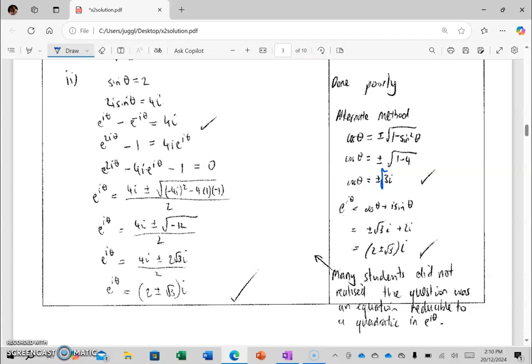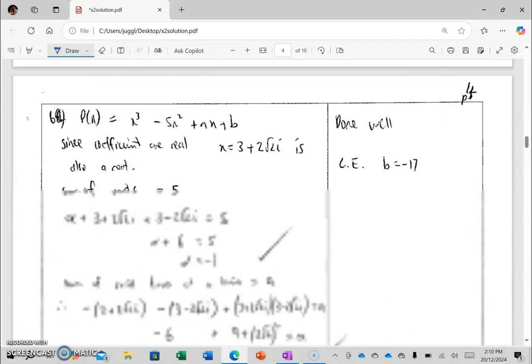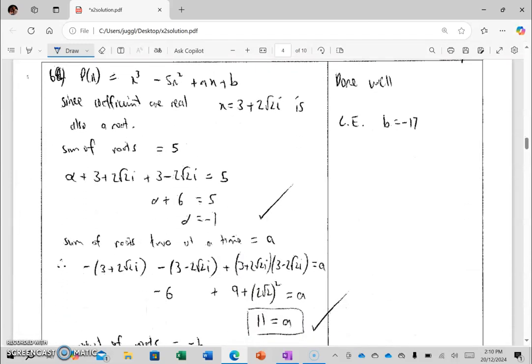Some students lost a mark. They didn't put plus minus. Okay, that question was overall done quite poorly. Next one, C. This was done really well.